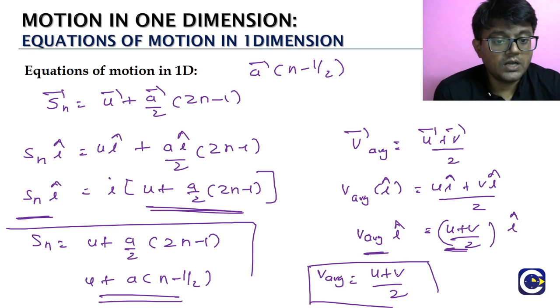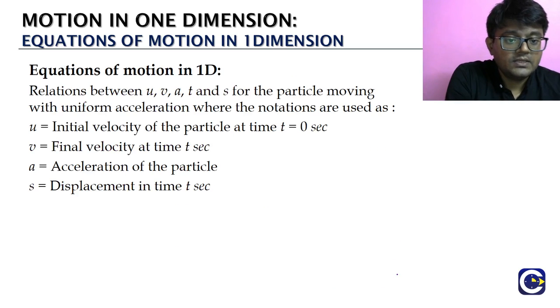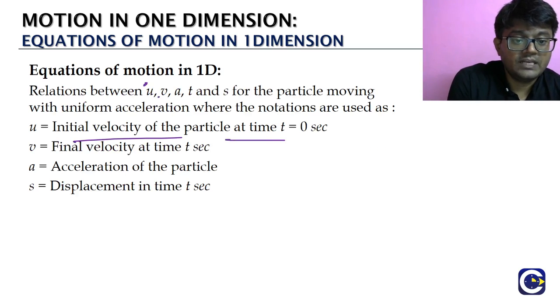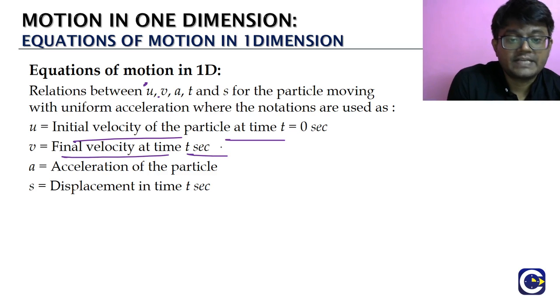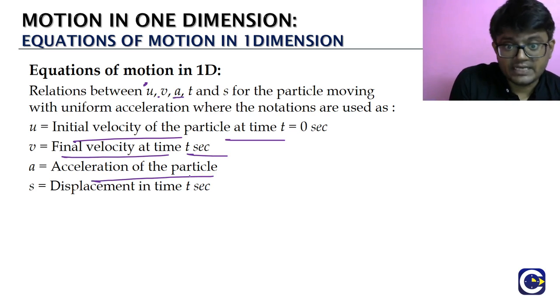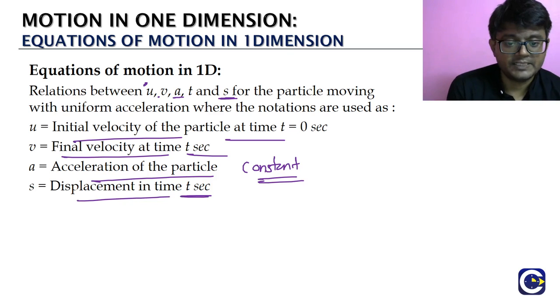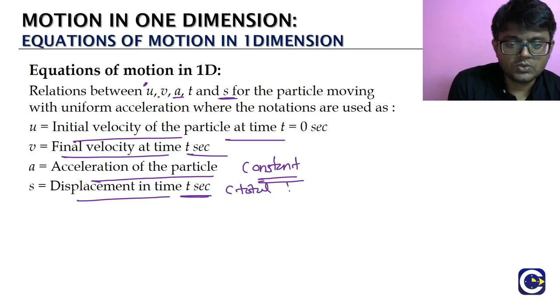Okay, so just to look at what these relations are. Here U represents the initial velocity of the particle at t is equal to 0. V represents the final velocity after time t. A is the acceleration, which will be constant. That is the context here, uniform acceleration. And S is the displacement in the time t, the total displacement.